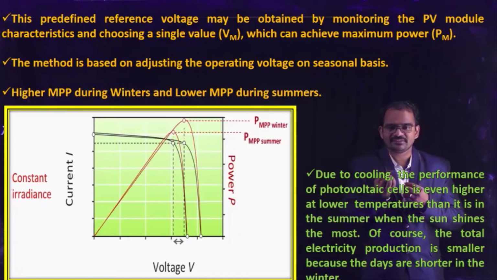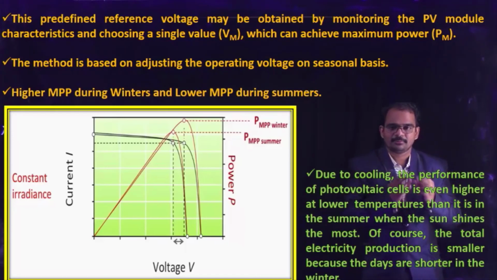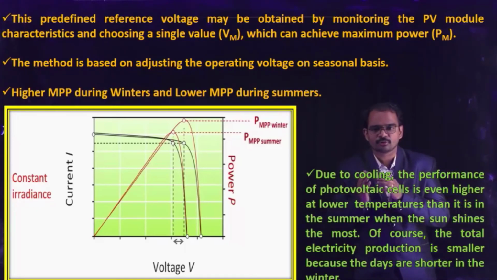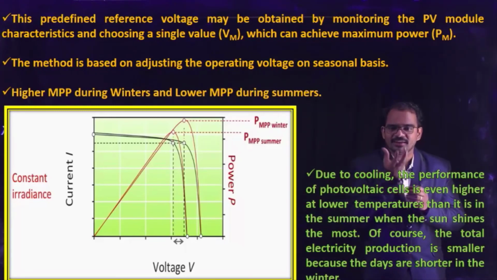As we have clearly seen, as temperature increases, the power output decreases. So in summer, the temperature is very high, and thereby the power output is less, and the efficiency also is less. Whereas in winter, owing to its cool temperature, the power output as well as the efficiency of the PV panel will be somewhat higher than in summer.